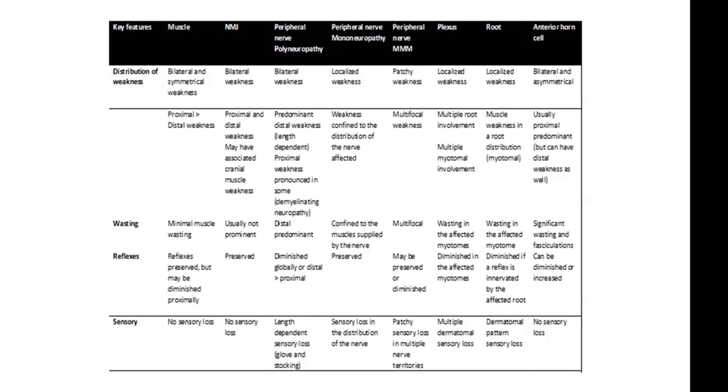Mononeuropathy will always follow a neural pattern. It cannot jump out along that nerve. It must follow that nerve. Mononeuritis multiplex is a patchy collection of multiple mononeuropathies.